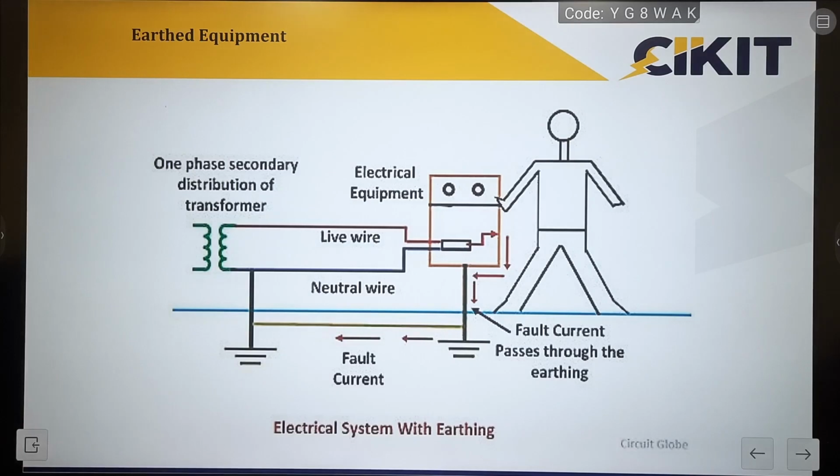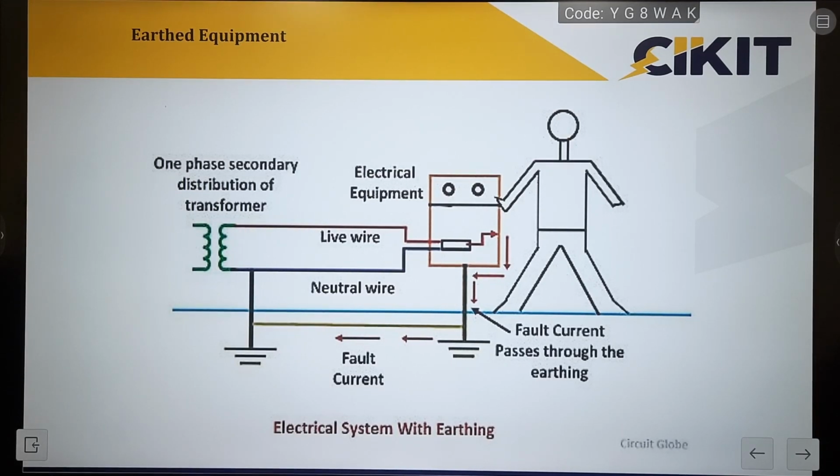So if you take the number of electrical accidents in India, it is very much higher than other countries. At the same time, the most commonly observed reason for all this electrocution was improper earthing. So if you take any fault conditions, all the current will be dissipated to the ground.